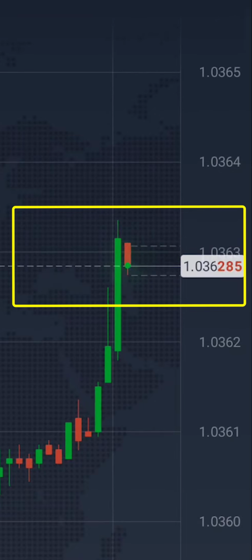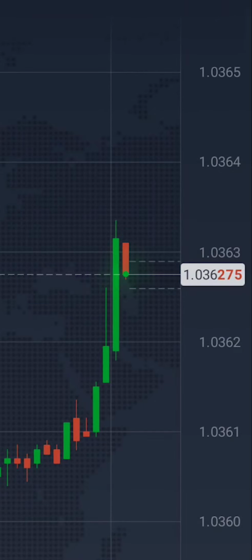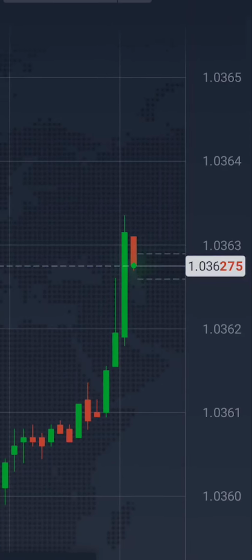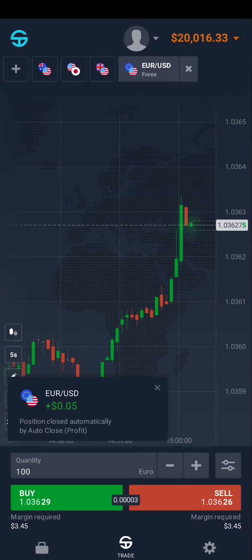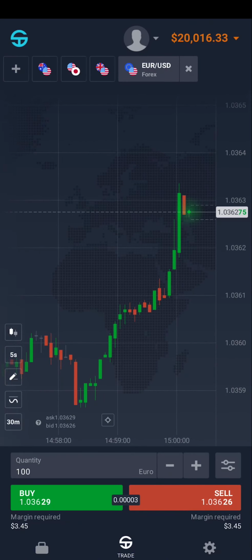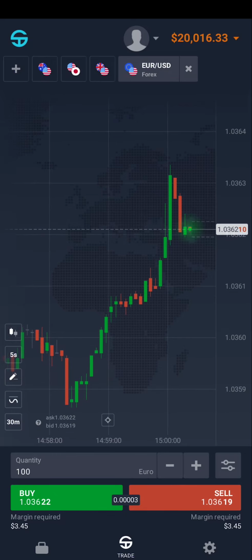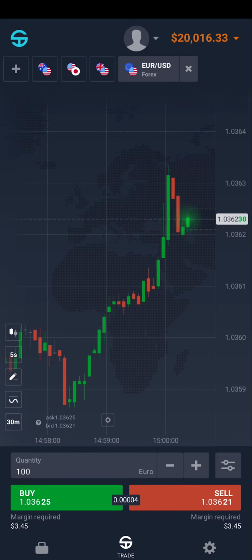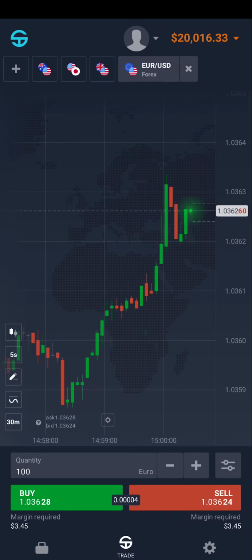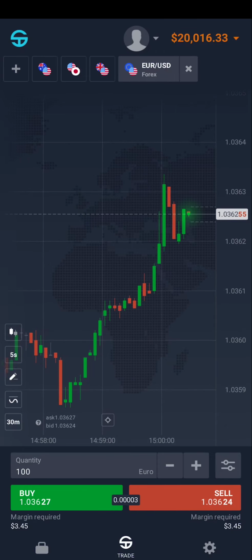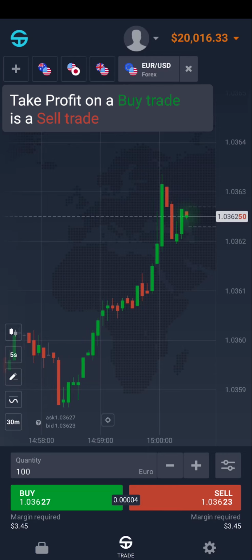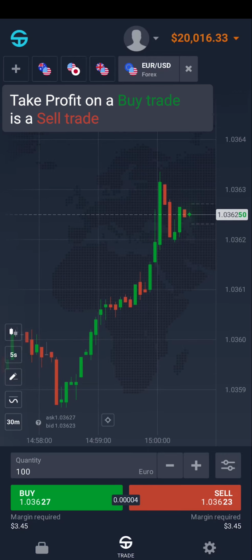It's important to note that to close this trade, the bid price had to reach the take profit level, not the ask price or the average price shown on the chart. This is why you might sometimes see the price touch your take profit, but the trade does not close. This is normal because the trade only closes when the bid price, the price at which sell orders are executed, reaches the take profit level. Since closing a buy trade requires a sell order, it is always executed at the bid price.